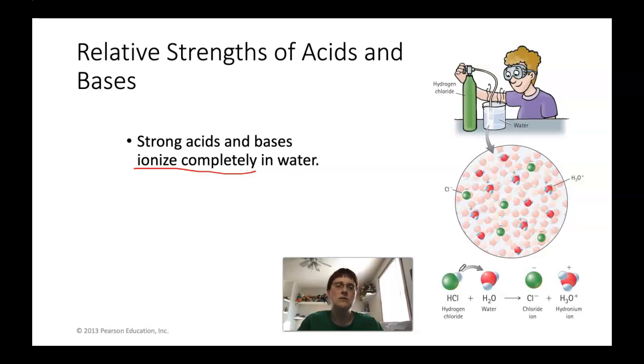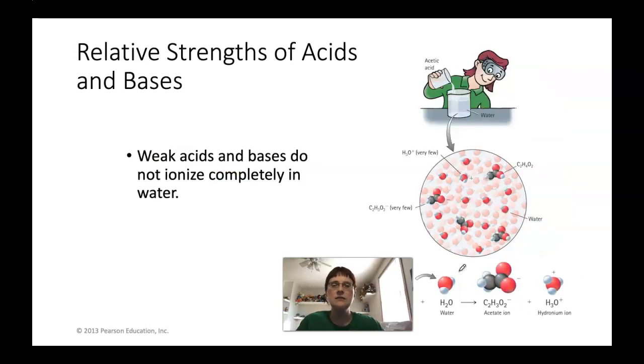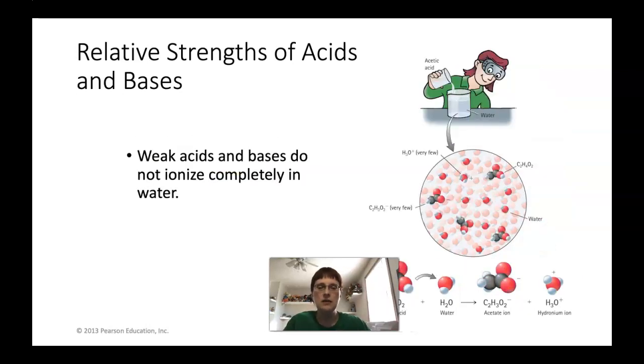So all of the molecules give up their ions. If it is an acid, all of the acidic molecules give up their hydrogens. If it's a base, all of the basic molecules are going to accept protons. So everybody in a strong acid is going to give them up. Everybody in a strong base is going to accept them. This is a little different when you look at a weak base or acid.